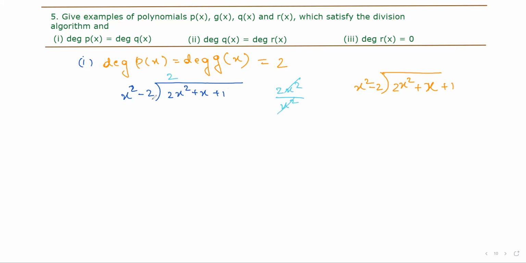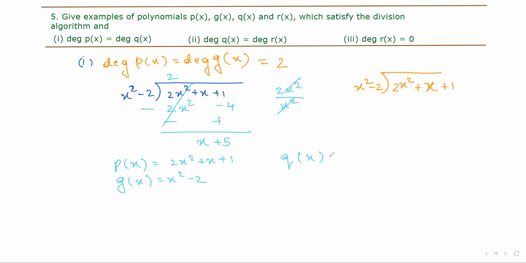This is a random example. 2. So you get 2x square minus 4. Subtracted, x plus 5. So in this particular problem, p of x is equal to 2x square plus x plus 1. G of x is equal to x square minus 2. The powers of both are same. Q of x is equal to 2 and R of x is equal to x plus 5. This is what you have to calculate.